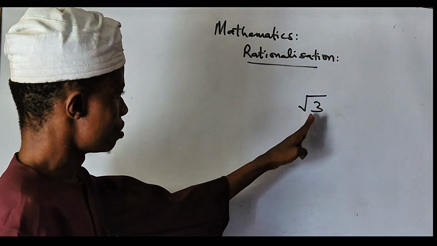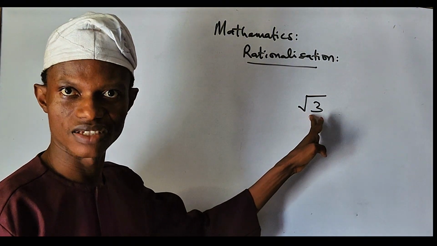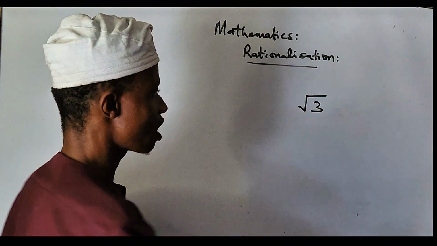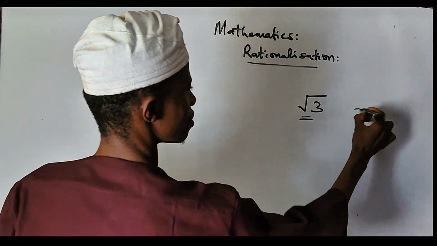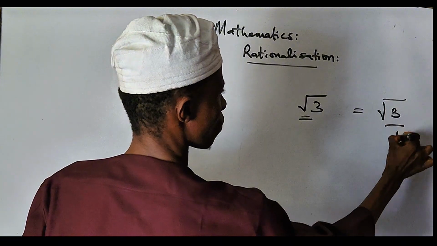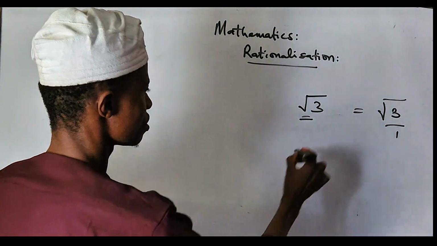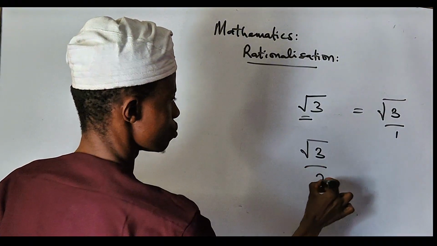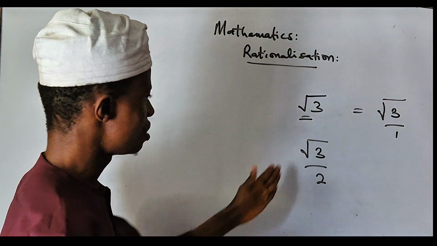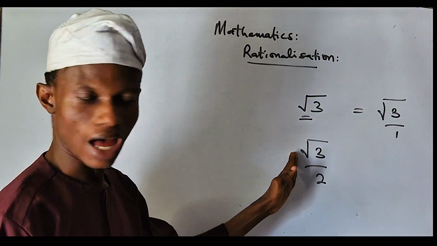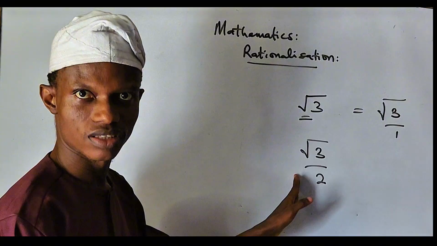Okay? 3 in the root form cannot necessarily be simplified. So you can leave your answer as root 3. Also, you can write root 3 over 1, which is the same thing as root 3. You could also write root 3 over 2. It is allowed this way, as long as the surd is at the numerator and the surd cannot be simplified. You can leave your answer this way.